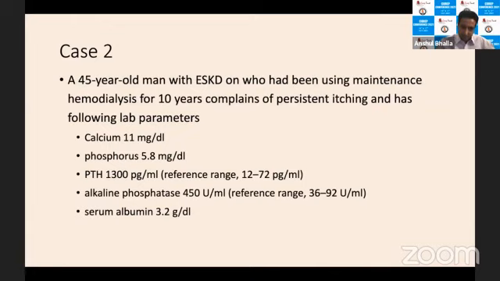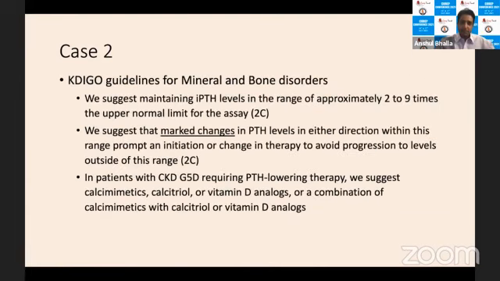the upper normal of reference range. Alkaline phosphatase was high, so this shows that it's a high bone turnover, and serum albumin is 3.2. So if we try to correct the calcium, it will be close to 11.5. Again, what do the KDIGO guidelines say? So even with parathyroid, the range should be between 2 to 9 times the upper limit of normal.